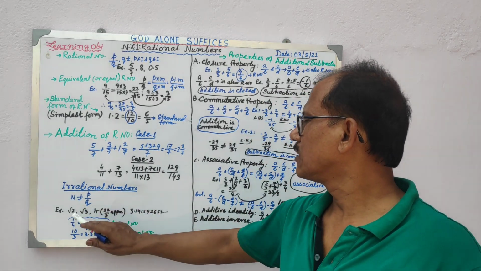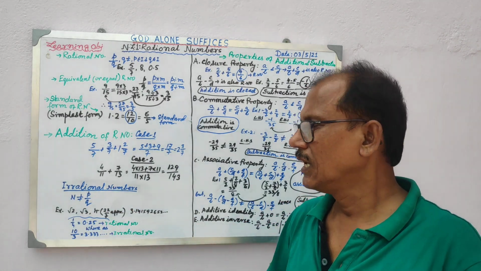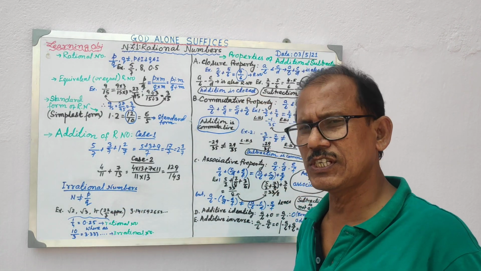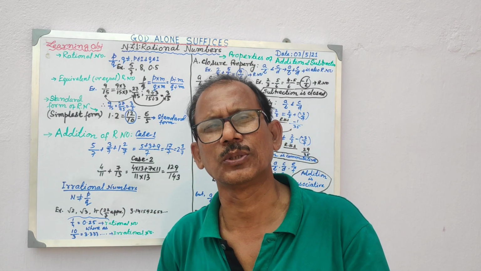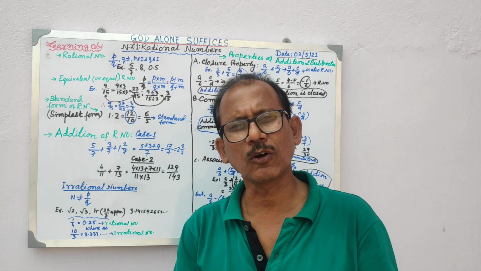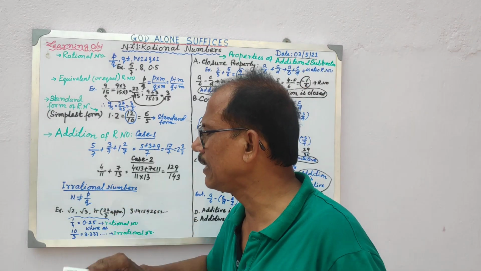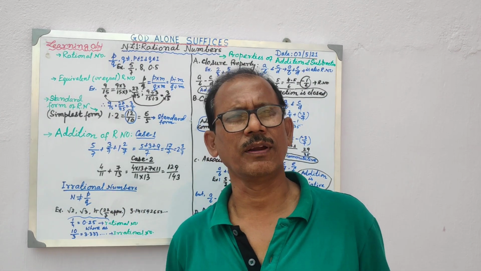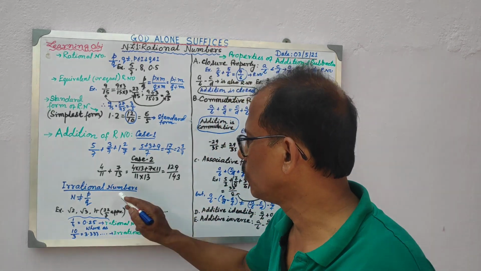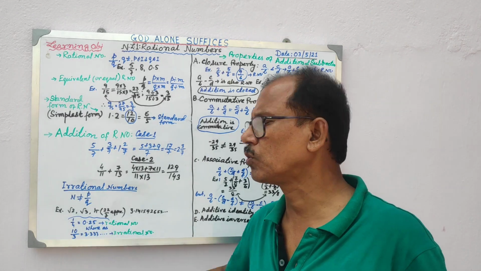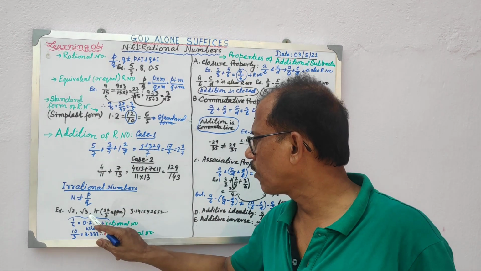Why? See, for a rational number P by Q, on division by the denominator, the remainder has to be 0. Then only it is called a rational number. If the remainder is not 0, it is not called a rational number. So any number n which cannot be framed as P by Q, with P and Q integers and Q not equal to 0, is irrational. Take the example of root 2. Its value is 1 point something and it goes on.